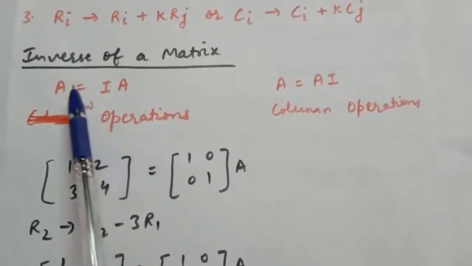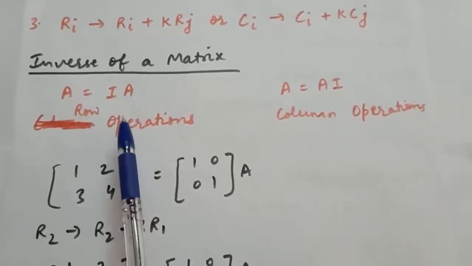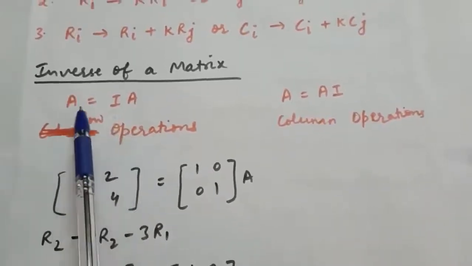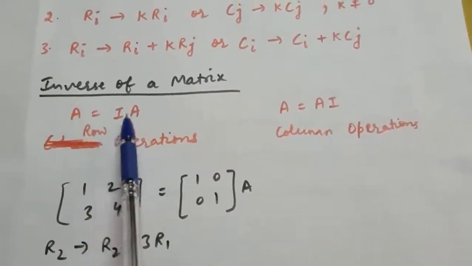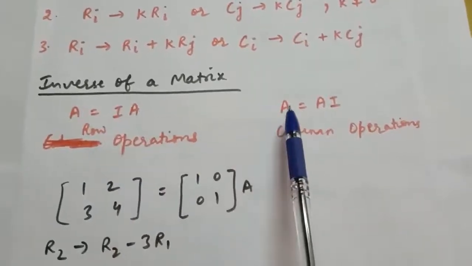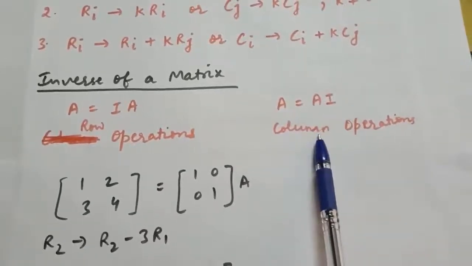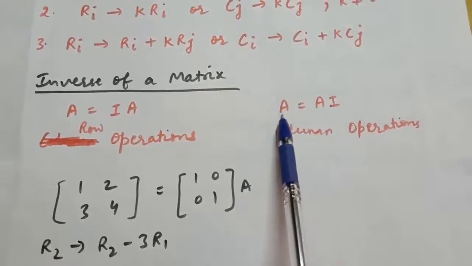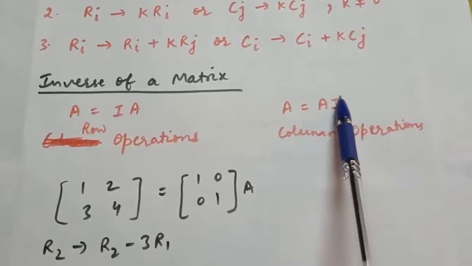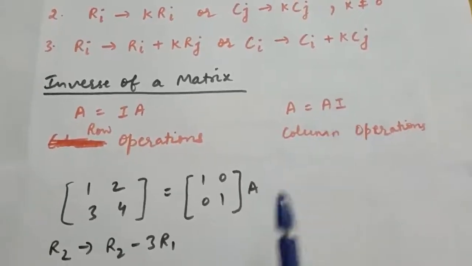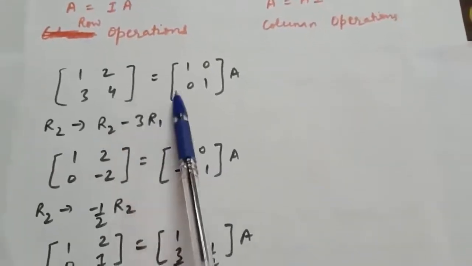So first of all, for finding the inverse, if you write A as A equal to IA, then you will apply the row operations. On the left hand side you will apply it on A, and on the right hand side you will apply it on the I. Or if you write A as A equal to A into the identity matrix, then you have to apply the column operations. On the left hand side, apply the operations on this matrix A, and on the right hand side, apply the column operations on this matrix I. Right? Suppose this is the matrix given, so write down A as equal to IA.